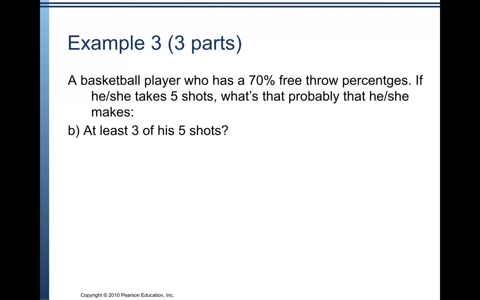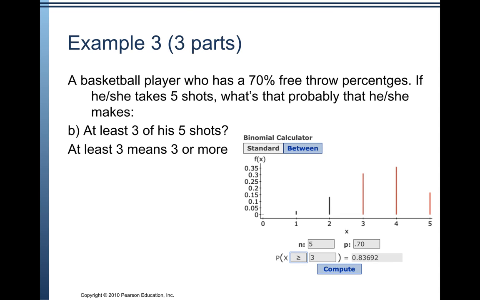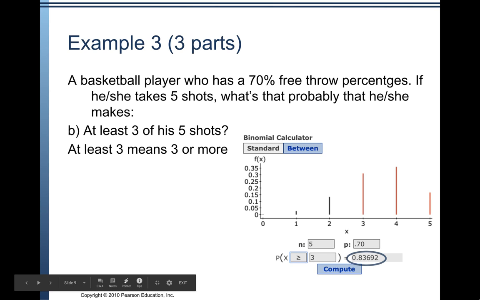I changed it up. Same information, but what's the probability that he or she makes at least 3 of his 5 shots? We know, of course, that at least 3 means 3 or more. So notice when I put that information in, my sample size is still 5. My probability is still 70%, 0.7. But notice I changed this right here to greater than or equal to 3, because 3 or more. And that, of course, changed the answer.